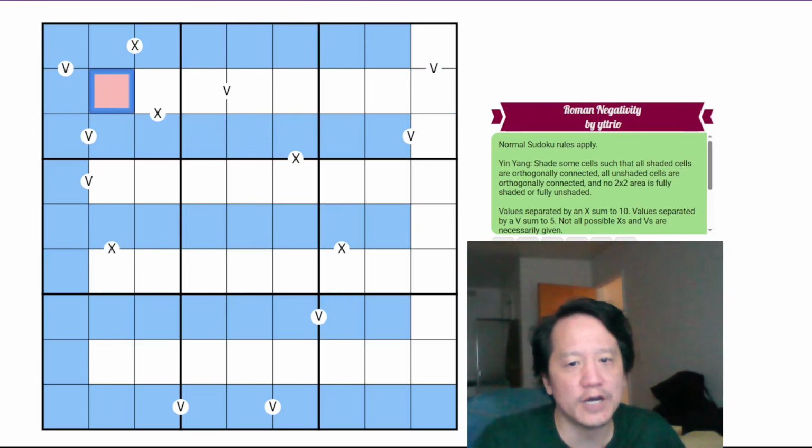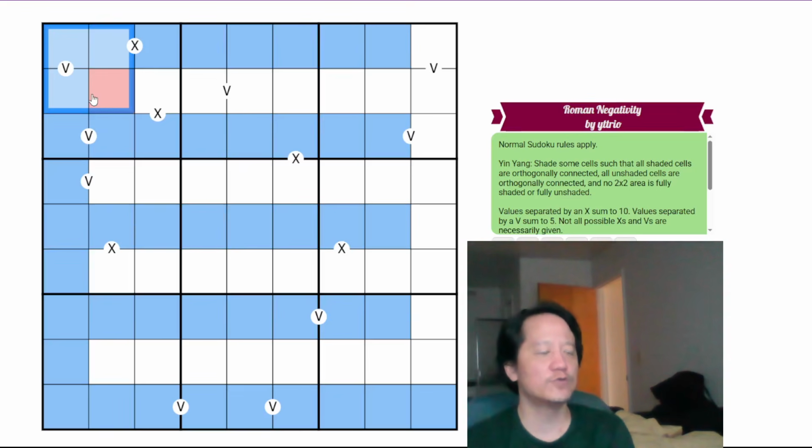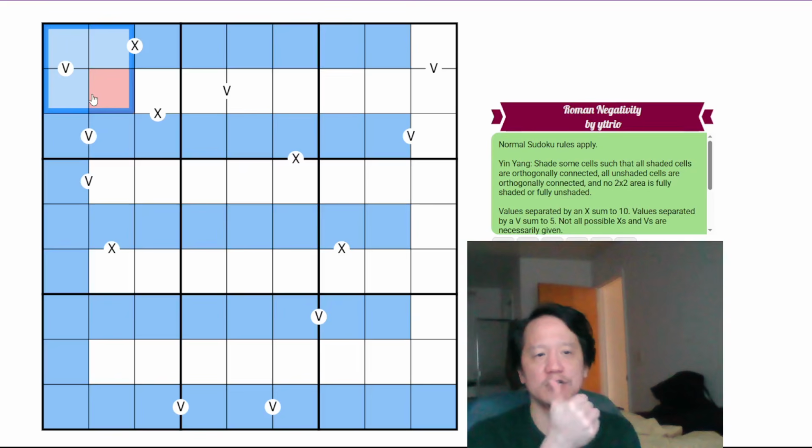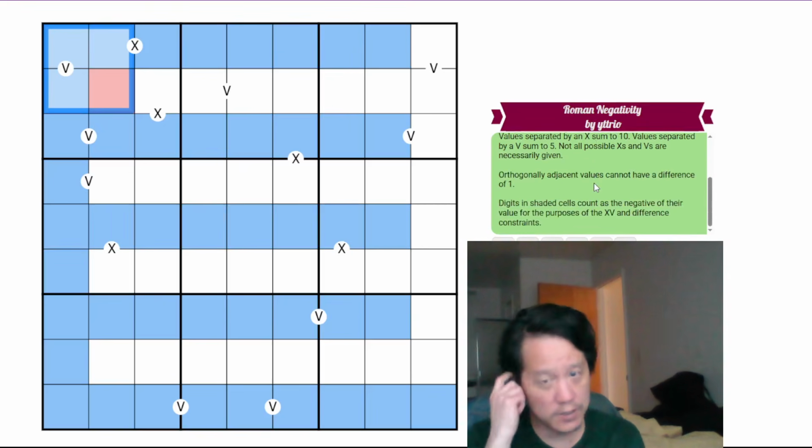This also would not be a valid yin-yang shading, because we have a 2x2 area here that's all fully shaded, and we cannot have a 2x2 area that's all fully shaded or fully unshaded. So those are examples of how yin-yang works.